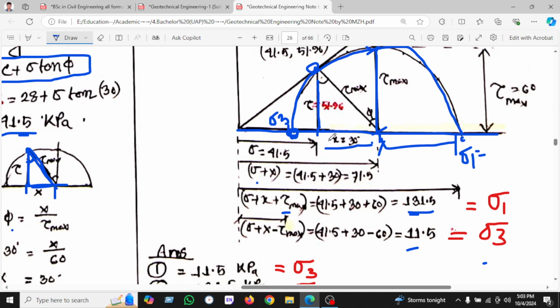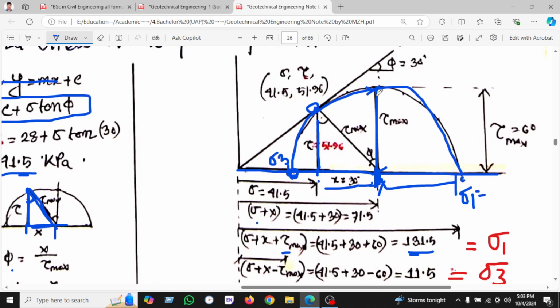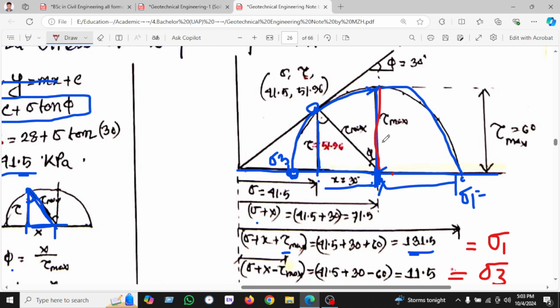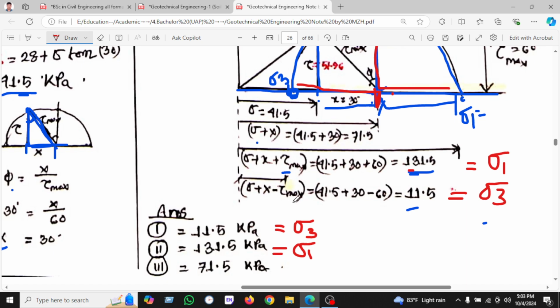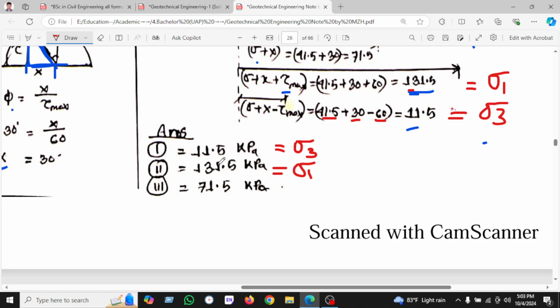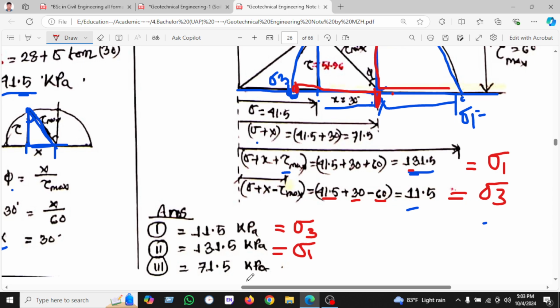We have known the sigma plus tau from this point, and then we will deduct the value of this tau, because the radius is same. This distance and this distance are the same. Also this distance is the same. So we know that this point, which is 113, 41.5 and 30 minus 60. Then we found this portion. So we know the three answers: 11.1 kPa, 131.5 kPa, and 71.5.